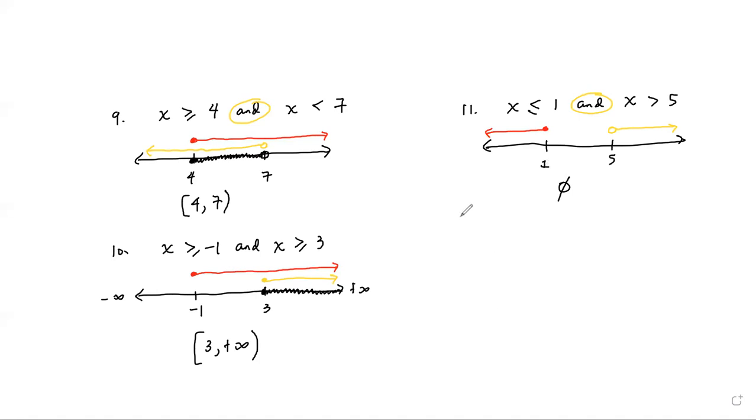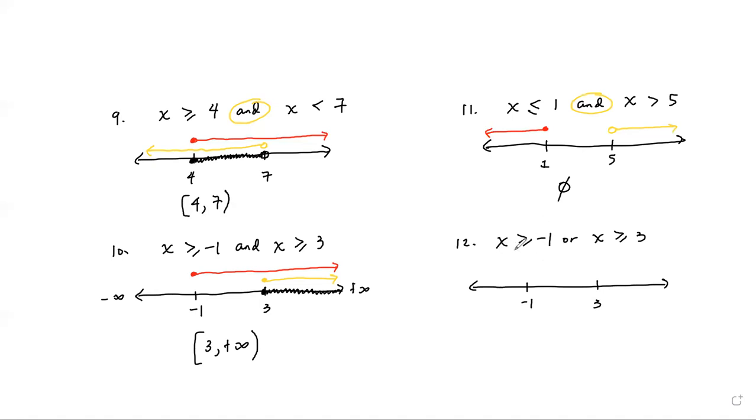Okay, now if we have the following, let's say x is greater than or equal to -1, or x is greater than or equal to 3. So how are we going to interpret this in interval notation? So graphically, we plot -1 and then +3 is to its right.